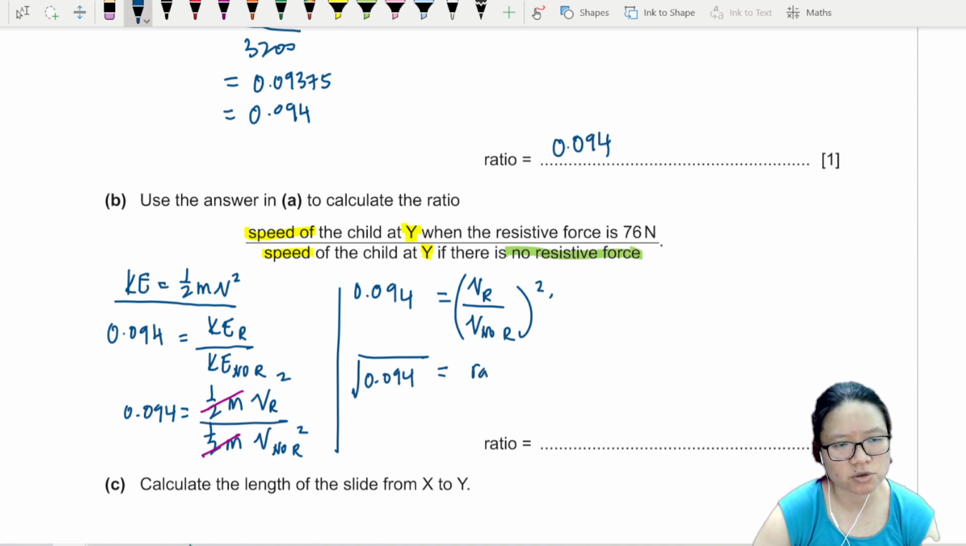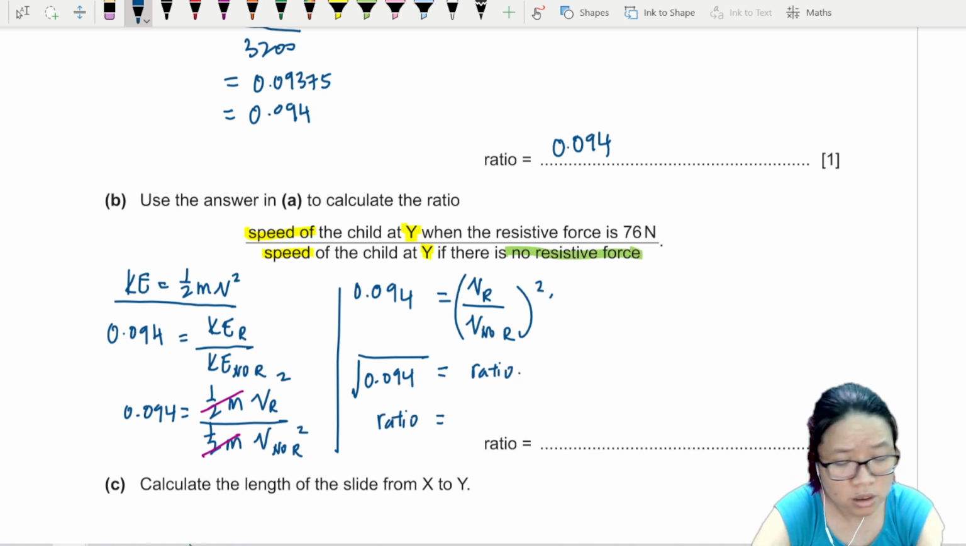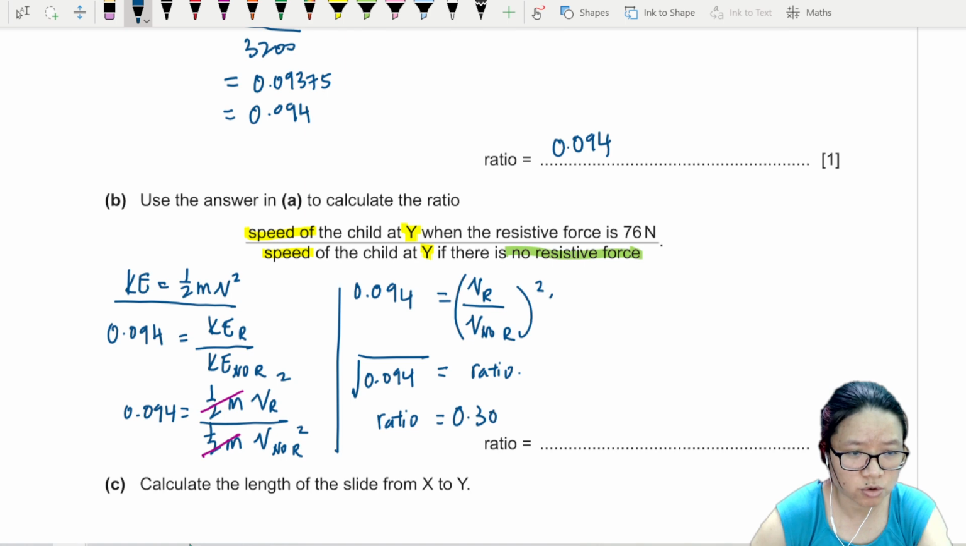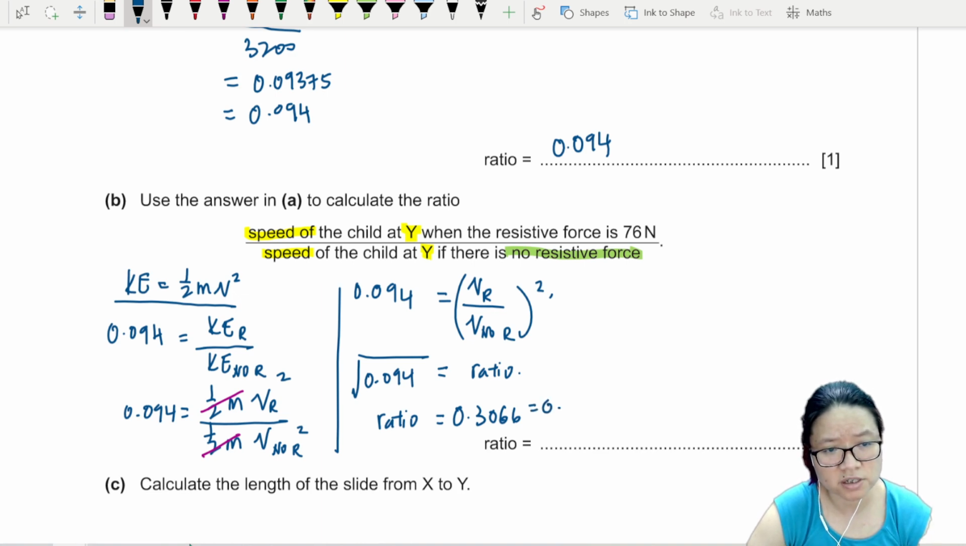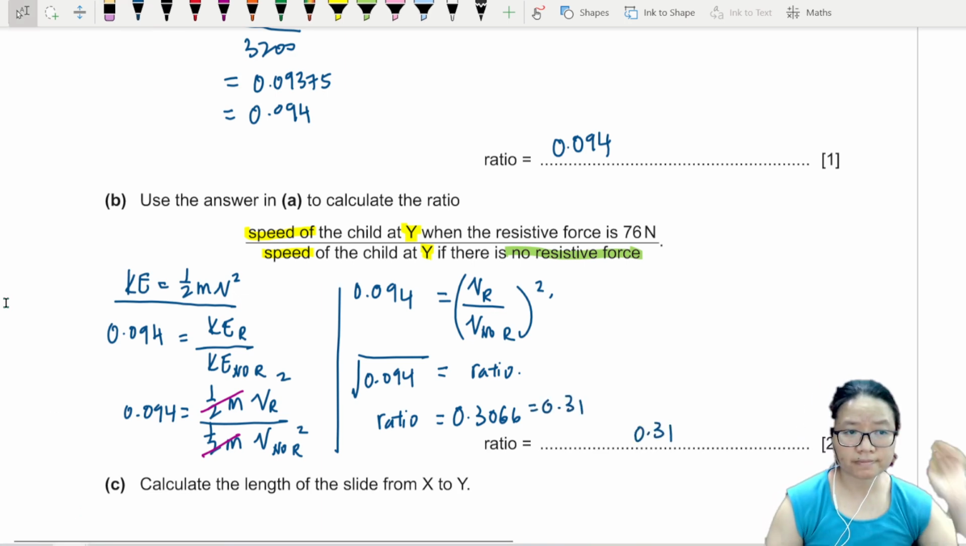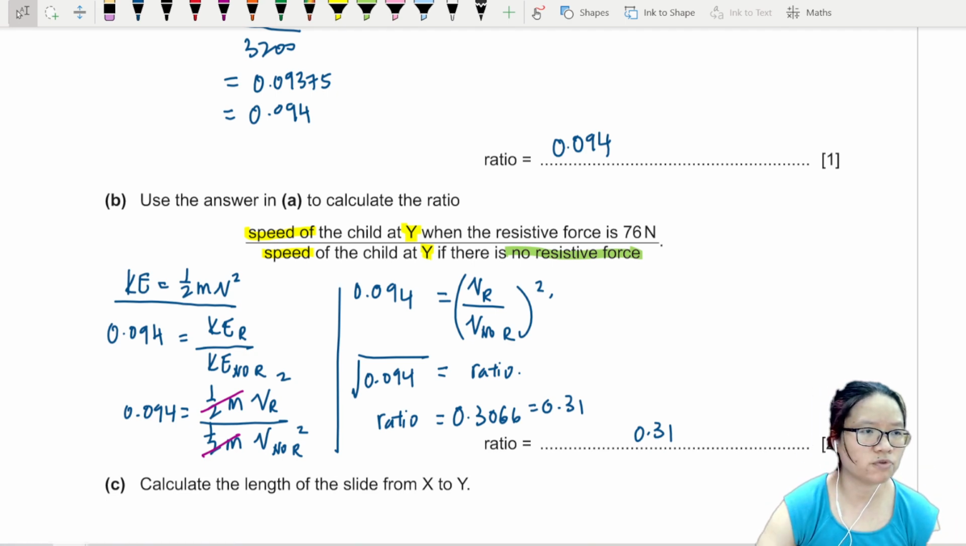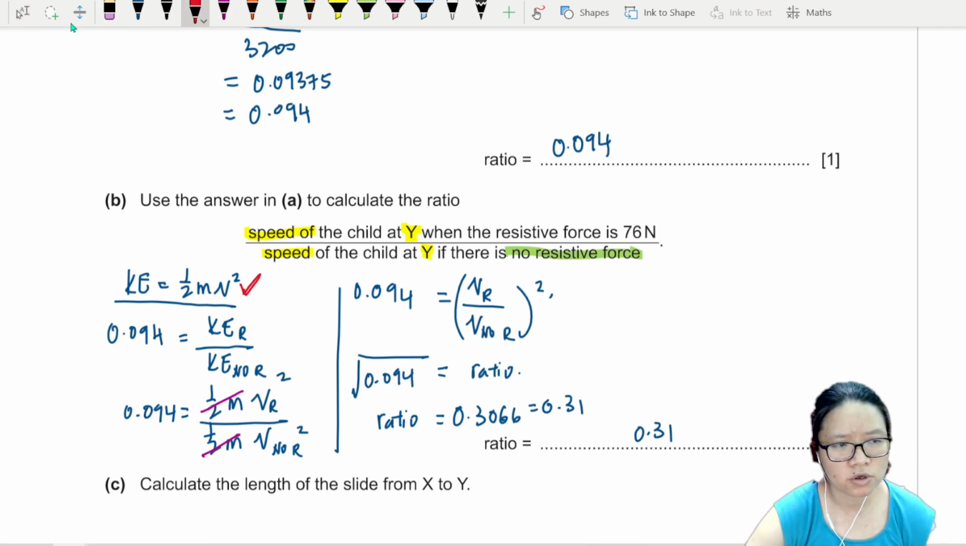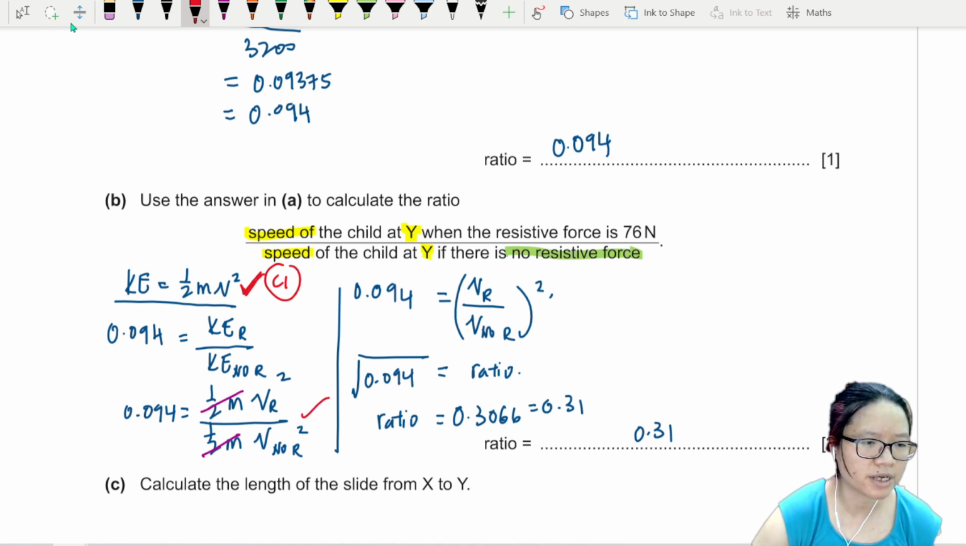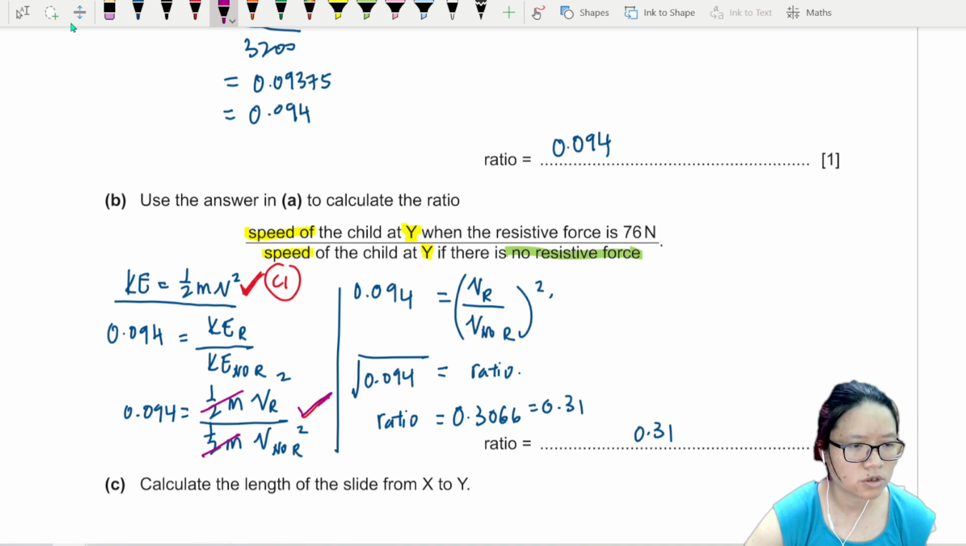And finally, the answer will be the square root of 0.094. I'm just going to write this as the ratio that they want. So my ratio is equivalent to the square root of 0.094, which is 0.30659. Converting to 2SF, this is 0.31. The 2 marks here: the first is if you know KE is half mv squared. You write KE is half mv squared, we give you 1 mark. Then you substitute everything correctly, leading to the final answer.